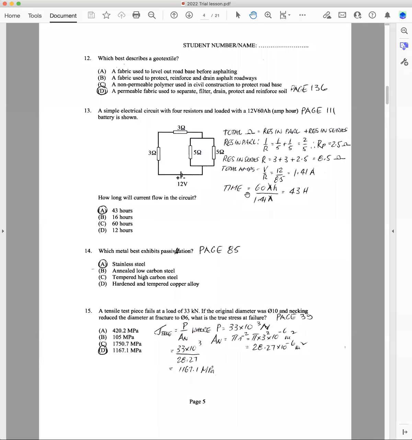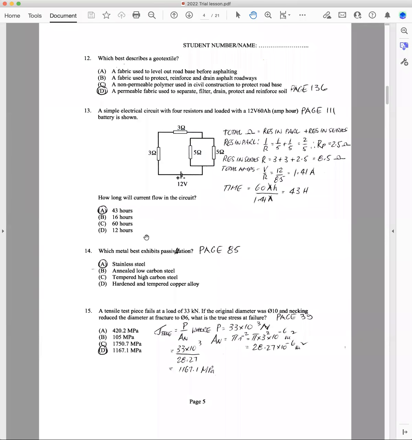And you've got a 60 amp hour battery. And so you divide it by 1.41, and this isn't a bad way of doing it. Make sure you put your units in there, and they will cancel just like numerical values, and that will leave you with hours. And so the answer there is 43 hours, which is response A.